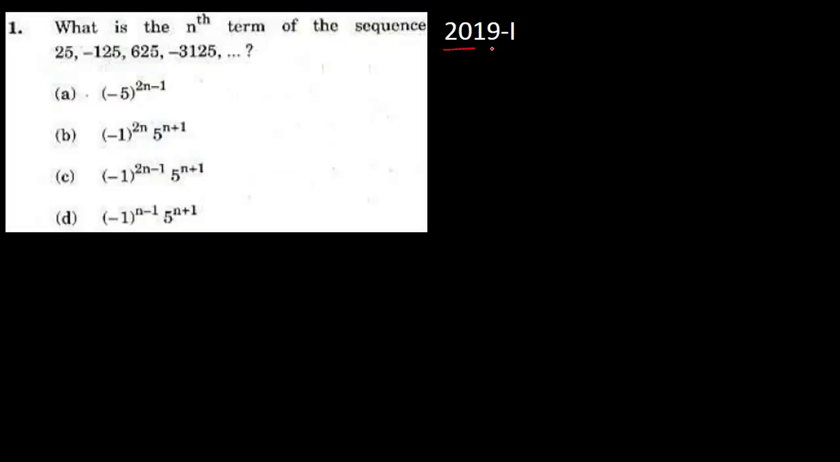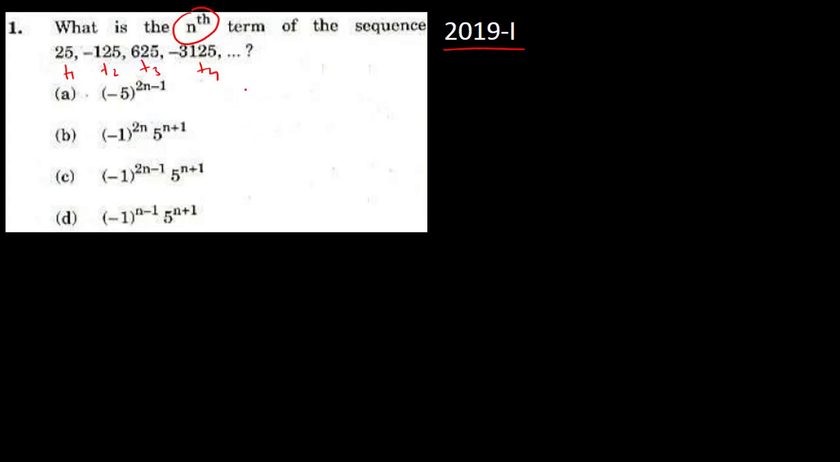This question I have taken from the 2019 first part. What is the nth term in the sequence? A long sequence is given and the nth term is asked. So generally students go for the formulas. No, we don't want that. So what will we do? The nth term is asked. This is the first term, it is T1, it is T2, it is T3 and it is T4.